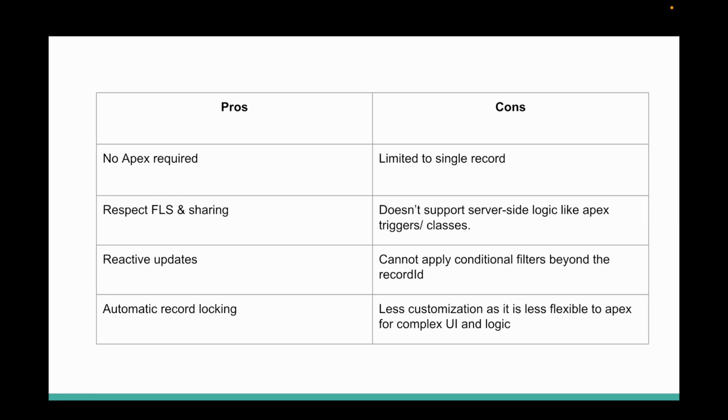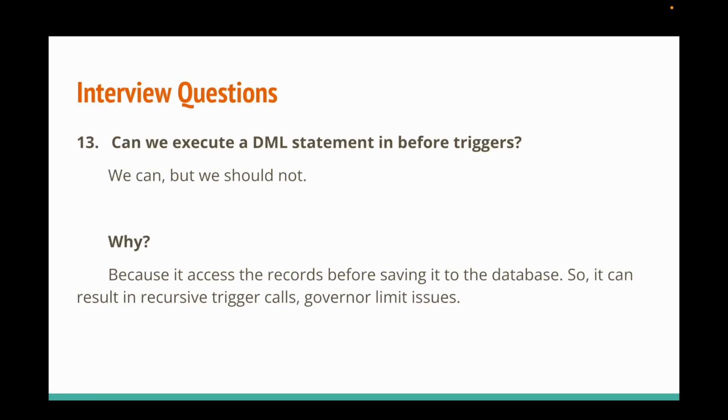Then we have the next question: can we execute a DML statement in before triggers? So yes, we can, but we should not, because it accesses the records before saving them to the database. So it can result in recursive trigger calls and hit governor limit issues as well. It also does not make any sense when the record is not even saved to the database, so why are we performing the DML operation? So we should always go for DML operations in the after triggers, so that we can avoid the recursive trigger calls as well as the governor limit issues.